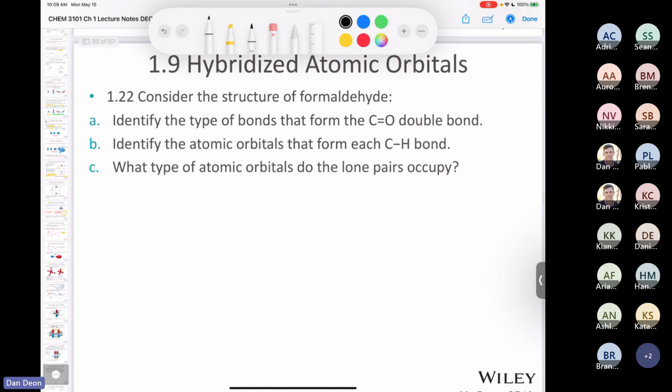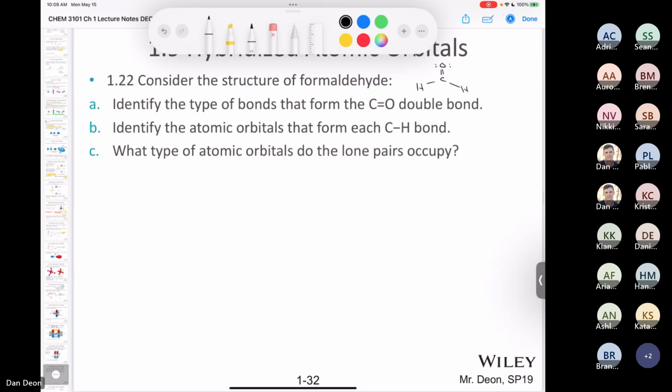All right. So let's take a look at a molecule here. Practice problem that says, consider the structure of formaldehyde. I'll help you out with the structure of formaldehyde. It's this. We actually drew it a few slides ago. It's used as a preservative. It says identify the types of bonds that form the carbon-oxygen double bond. So I'll redraw the molecule like this, make it a little prettier. So here's my formaldehyde molecule, like that.